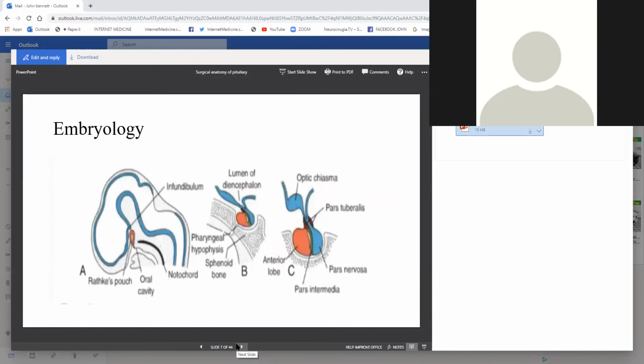Here again, we see, as we said, the extension. We have the infundibular origin, which will later on merge with the posterior part of the adenohypophysis, and in itself would form the posterior hypophysis or the neurohypophysis. Meanwhile, Rathke's pouch, originating from the stomodeum, will merge anteriorly with the posterior hypophysis to form the adenohypophysis. Next slide, John.